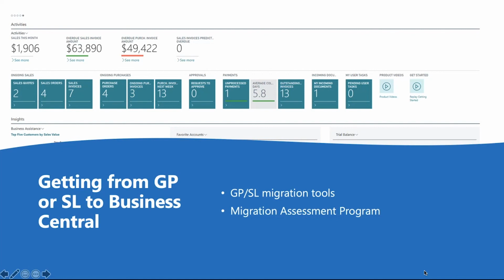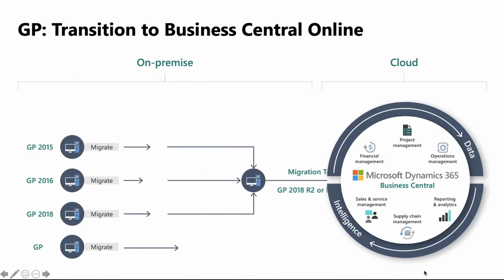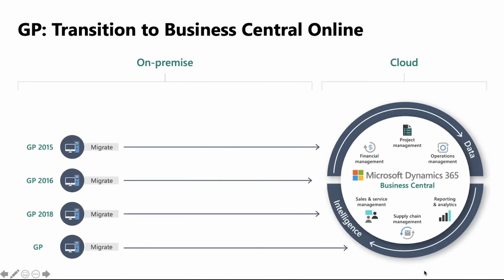So definitely worth watching. So let's talk about the migration tools, and the first one we'll speak about is GP. And here what I want to talk about is the fact that Microsoft's built a tool that helps us migrate data from GP 2015, 16, or 18 on-premise GP into Business Central Cloud. We install a utility and more or less press a button and move across data into the cloud tenant.